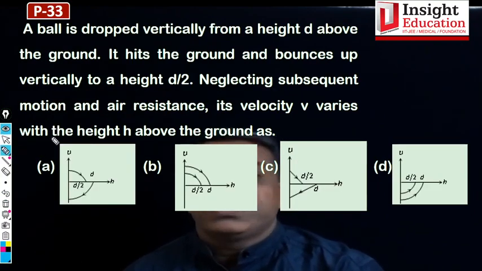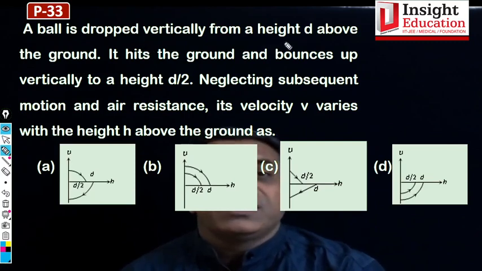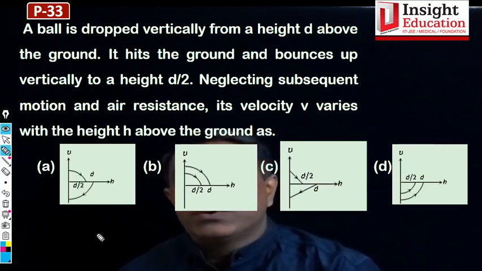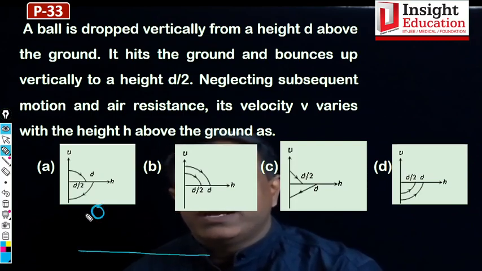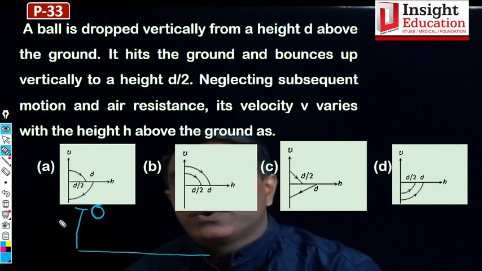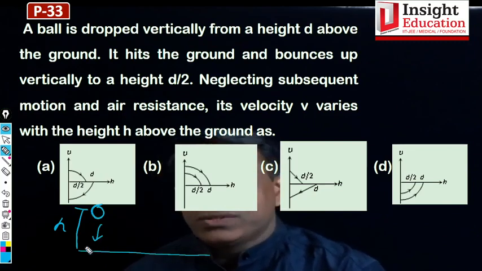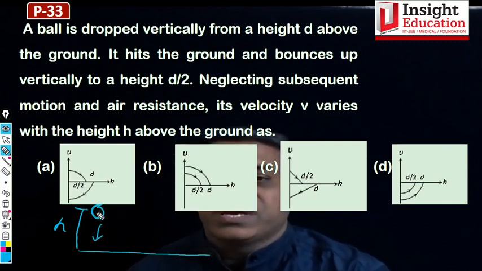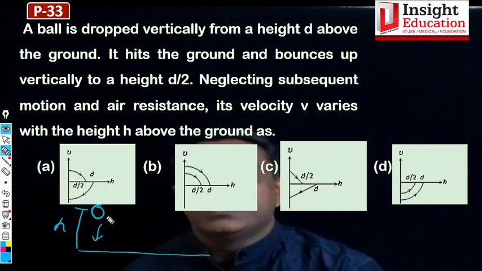Now again a very interesting example. The ball is dropped vertically from the height h above the ground. So now you can see the ball is dropped vertically above the ground from the height h. Here its velocity increases, if we consider the downward direction as positive, but speed increases.